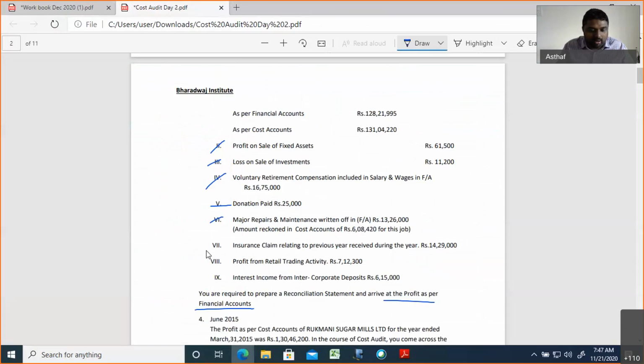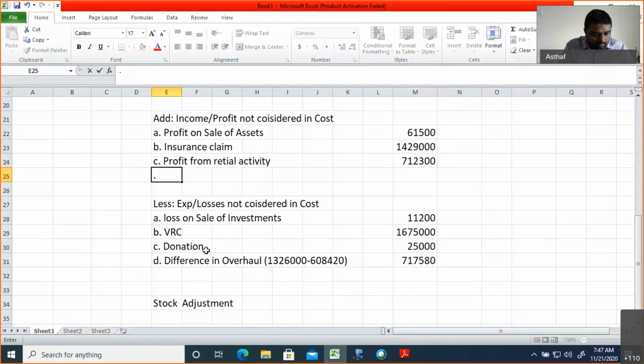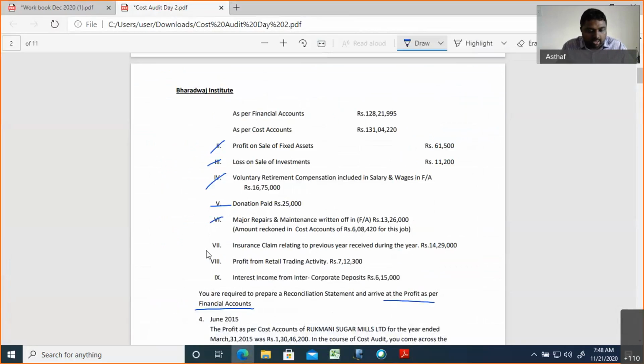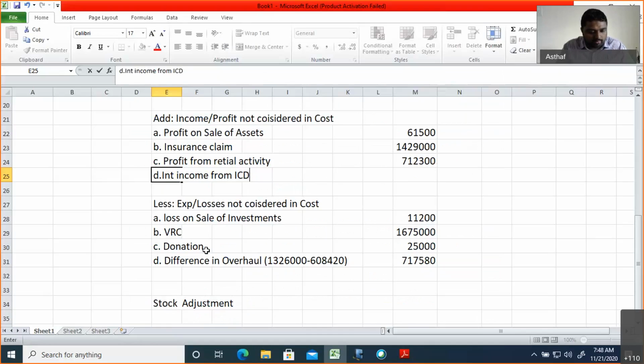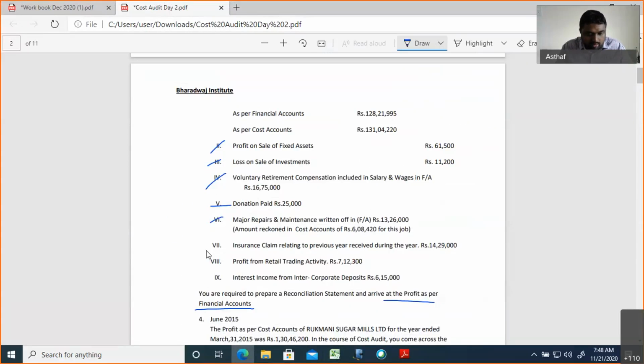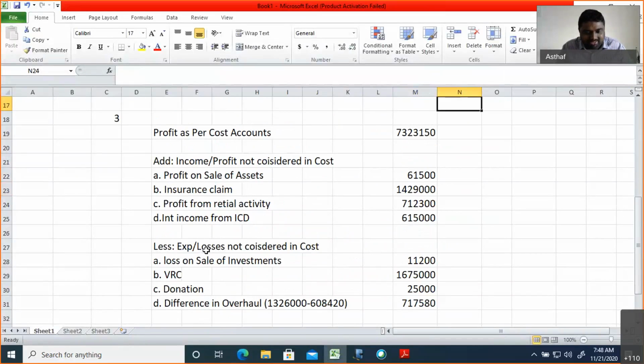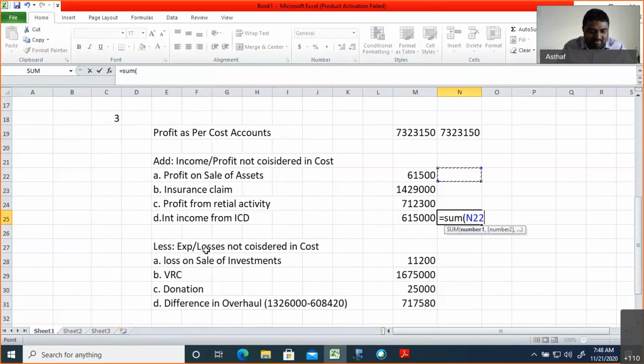Then interest income from intercorporate deposits. What is the amount? 6,15,000. So now what we have to do? That's all, this will be taken here. Now one small adjustment is there: stock adjustment, that is the main thing. Let's see how many of you will do it.